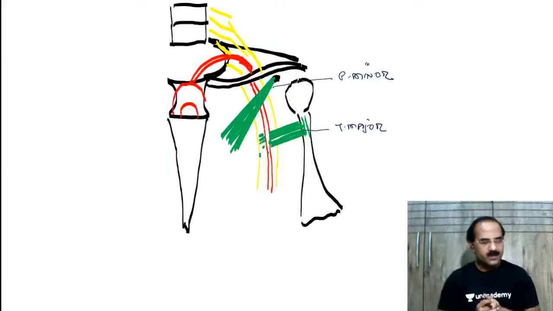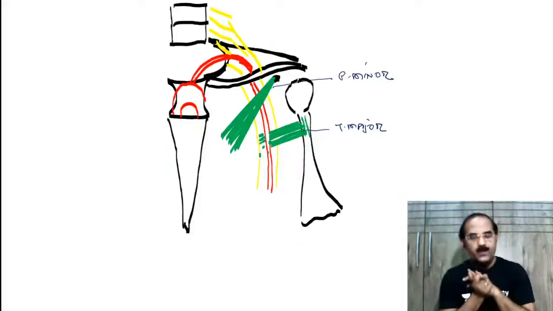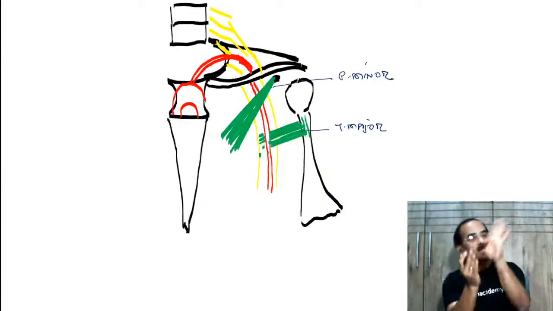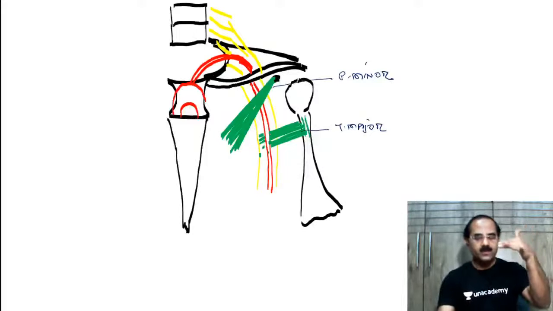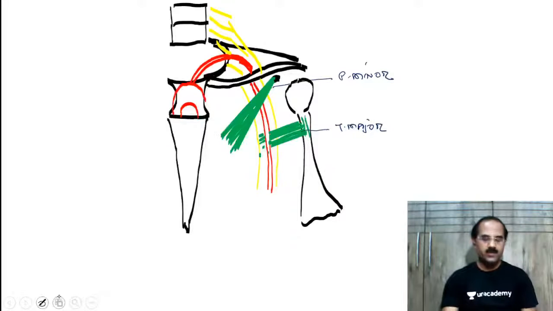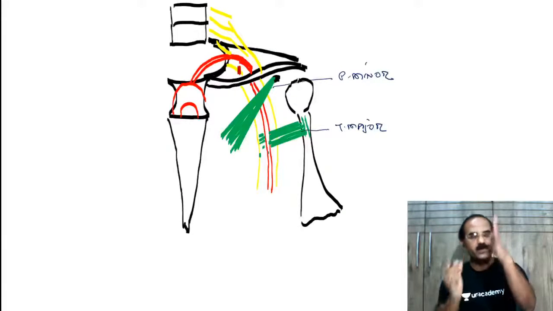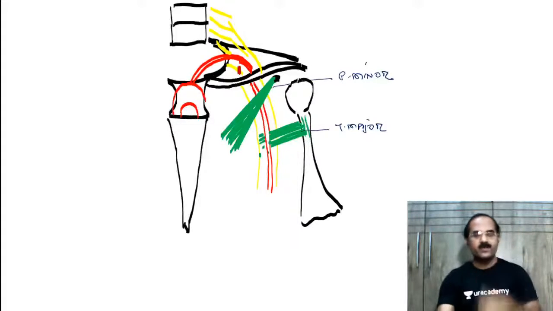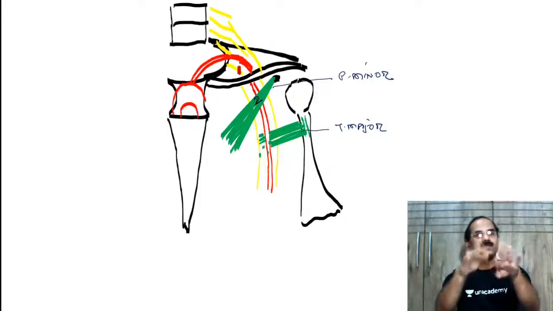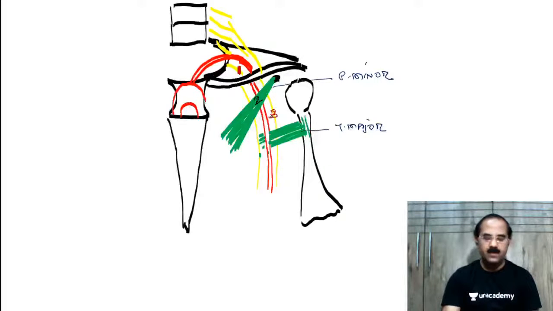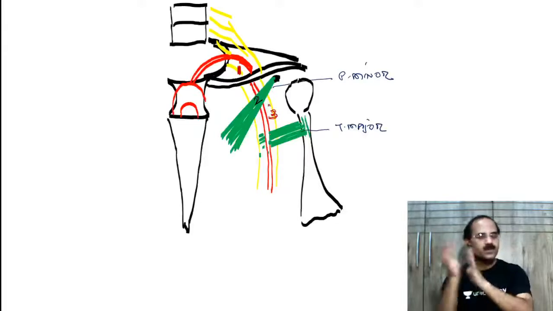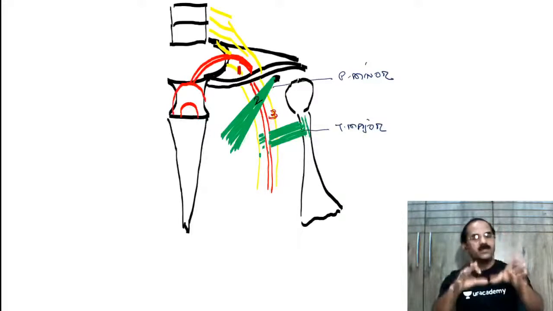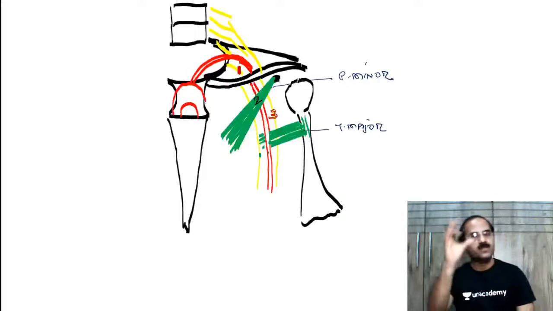So where is the axillary artery lying? The axillary artery is lying behind the pectoralis minor, and this pectoralis minor is going to divide the axillary artery into 3 parts. From its beginning to the muscle, that's the first part, from the first rib till the muscle. The second part lies behind the muscle, and the third part lies distal to the muscle. Understood? So the axillary artery is divided into 3 parts by the pectoralis minor muscle.